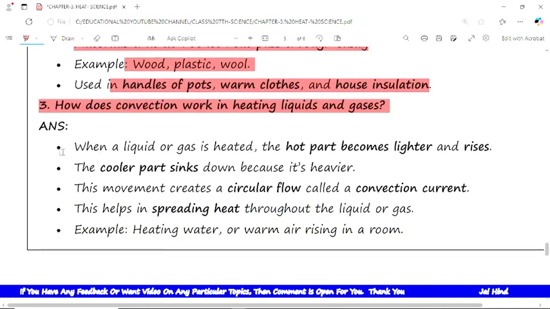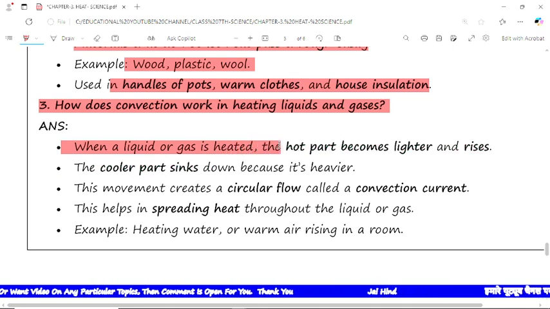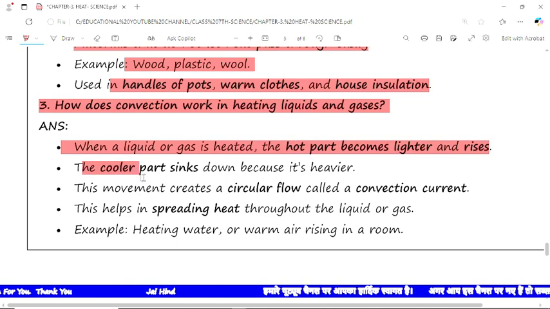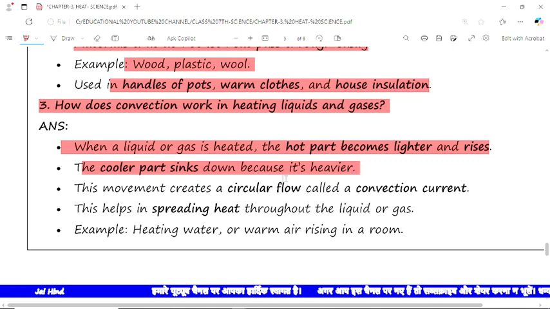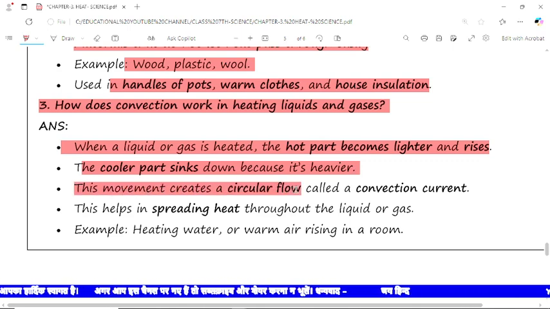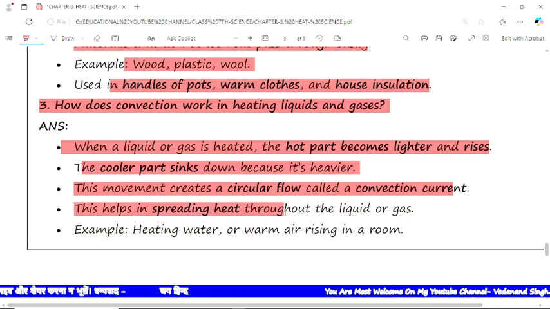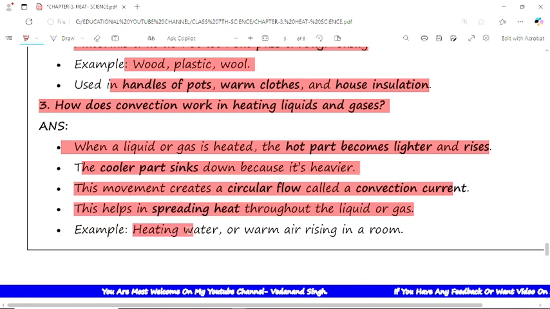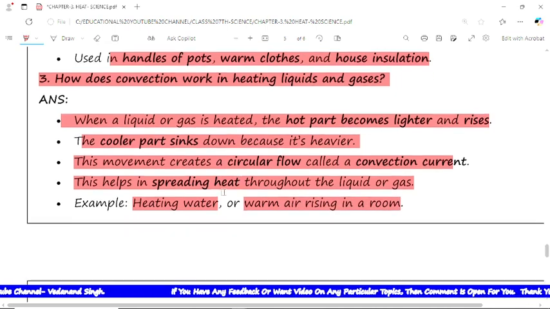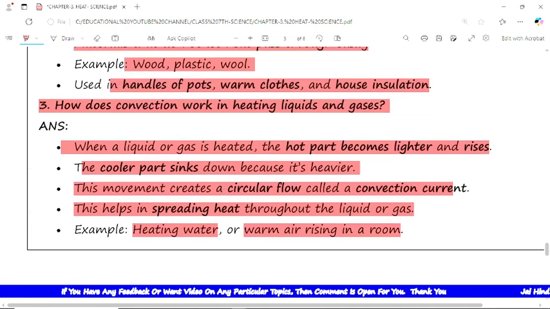The answer is, when a liquid or gas is heated, the hot part becomes lighter and rises. The cooler part sinks down because it is heavier. The third point is, this movement creates a circular flow that is called a convection current. The next is, this helps spread heat throughout the liquid and gas. Examples are heating water or warm air rising in a room. So this is the complete answer for question number three, how convection works in heating liquids and gases.